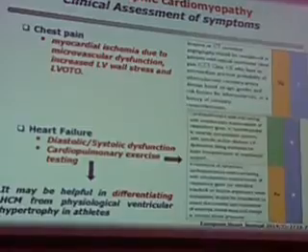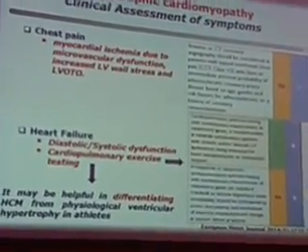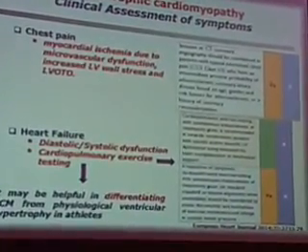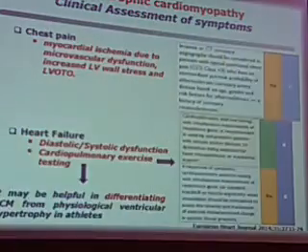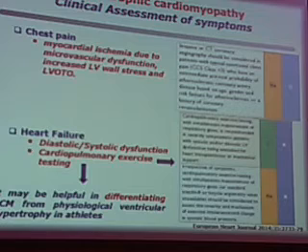Finally, talking again about clinical assessment and symptoms, you have to remember that chest pain and heart failure is not only a result of hypertrophic cardiomyopathy. So please make your best in your diagnostic analysis to differentiate if these symptoms are because of hypertrophic cardiomyopathy or if something else is behind, like an increased atherosclerosis in the case of the chest pain.